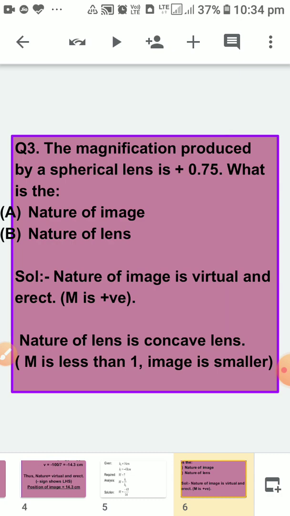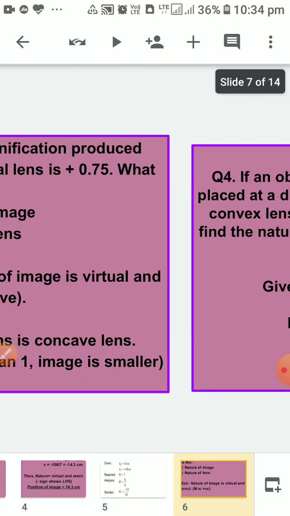Now here the nature of the image will be virtual and erect because the magnification is positive. Magnification is positive means the image will form above the principal axis. It will be virtual and erect. And what will be the nature of the lens? M is positive and the value of M, the magnification, is less than 1. Less than 1 means the image is smaller or diminished, and a concave lens forms diminished or smaller images. So the nature of the lens will be a concave lens.